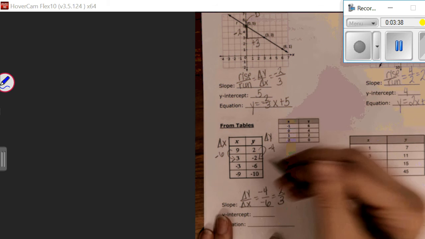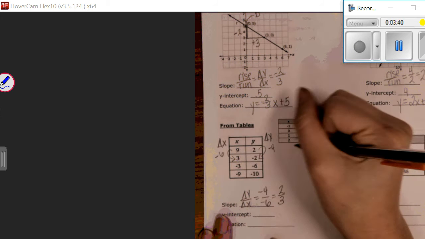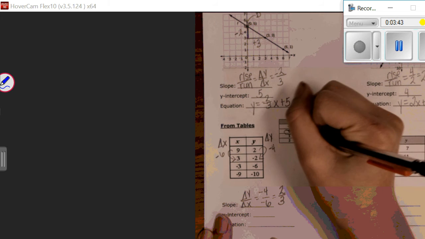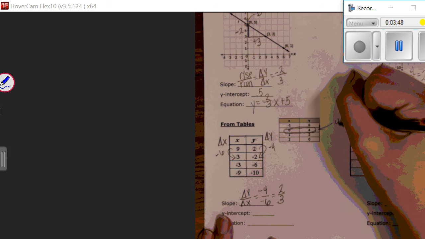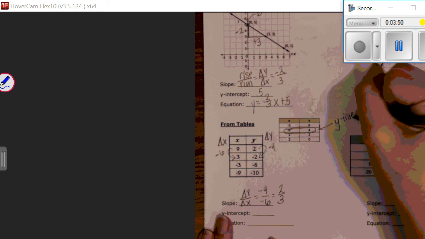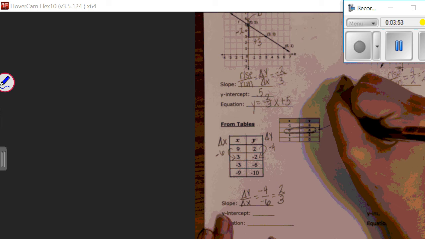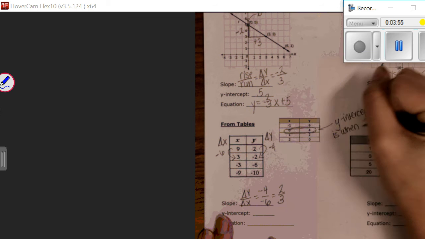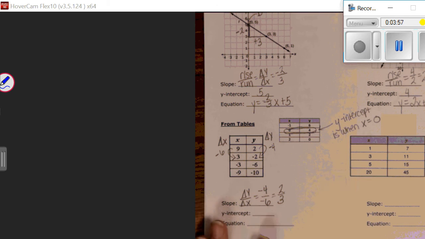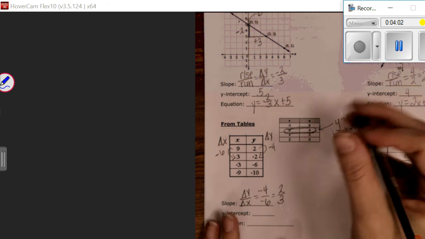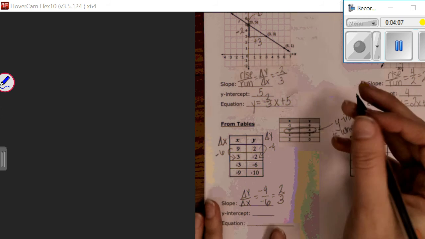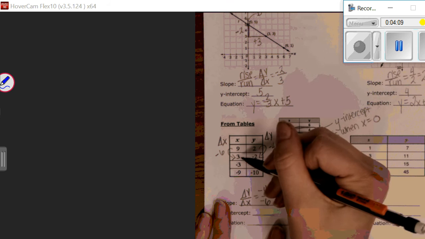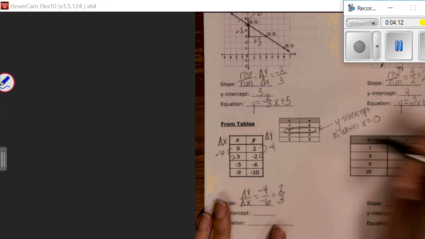My y-intercept can't be found on my table, so let's review what a y-intercept is. If you look on this table, you can see my y-intercept is 4. So my y-intercept is when x equals 0. On this table, I don't see where x equals 0. So I'm going to use my equation to plug in and find my y-intercept. I'm going to pick an x and a y value. I'm going to use 9 and 2.